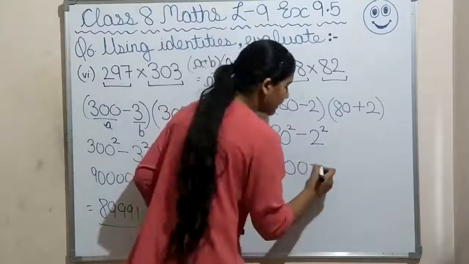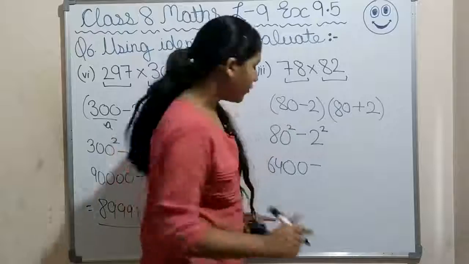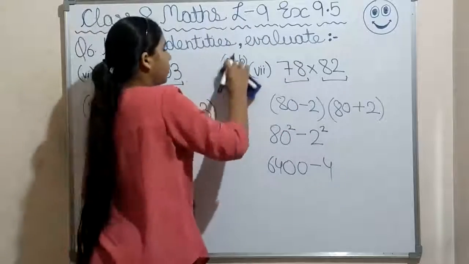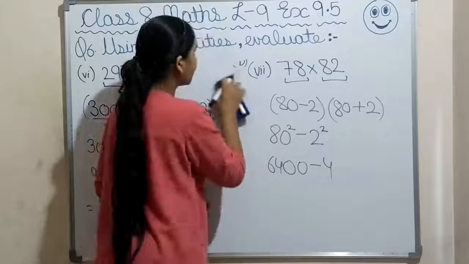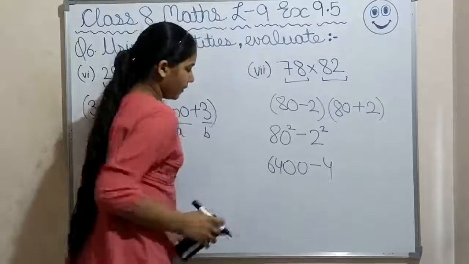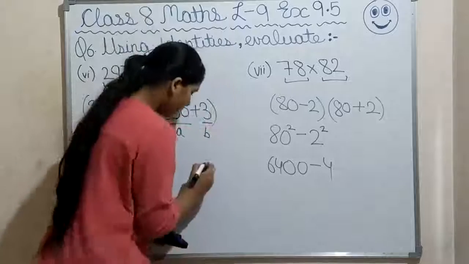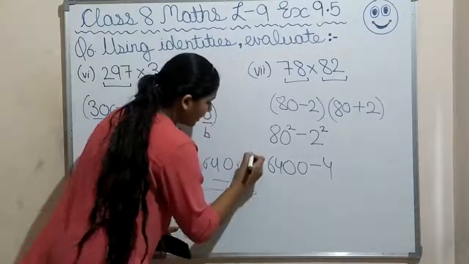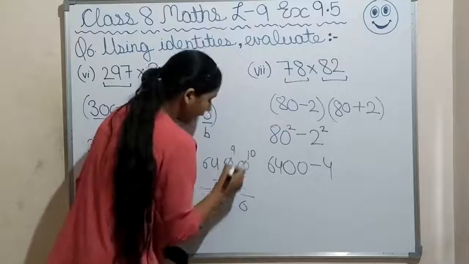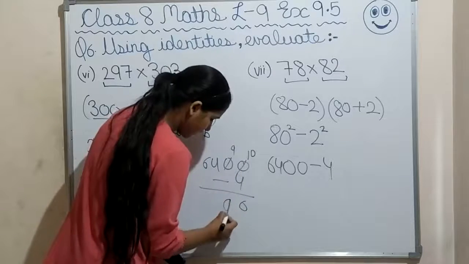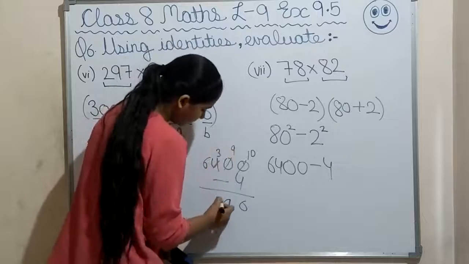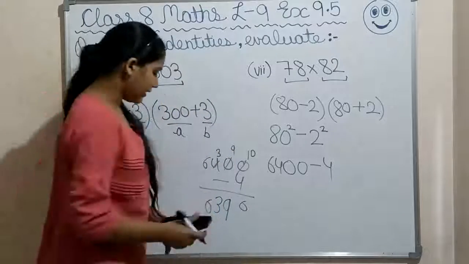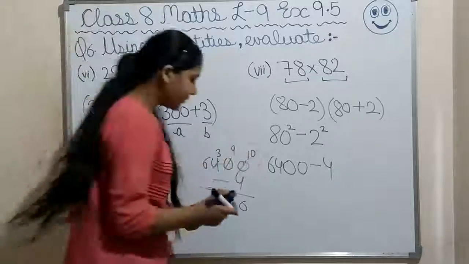Minus 2 square, 2 twos are 4, so we have to write 4. Then we have to subtract: 6400 minus 4. 10 minus 4 is 6, and 9, and 3, and 6. So the answer is 6396.